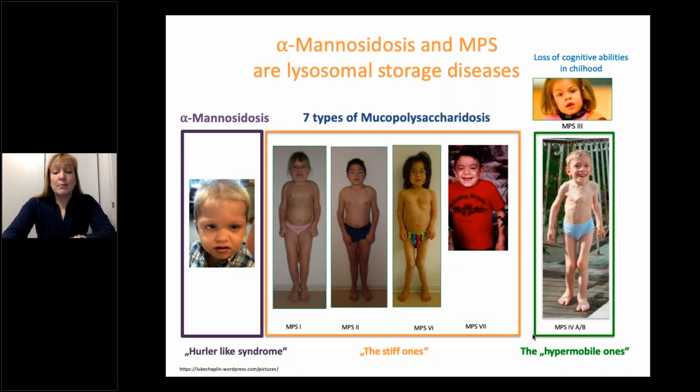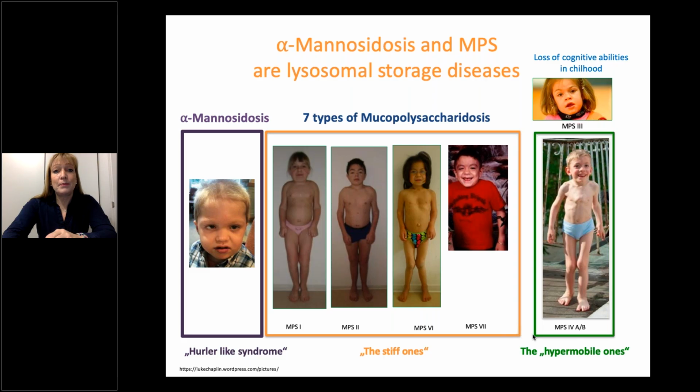To make it a little bit easier, before I tell you about the pathophysiology and how to diagnose these patients, you see a mucopolysaccharidosis patient that is also called Hurler-like syndrome. Hurler is the severe form of MPS 1. And I divided them into the stiff ones and the hypermobile ones, and also those with loss of cognitive abilities. The MPS 1, 2, 6, and 7 patients look very similar, in the green and yellow frame. I call them the stiff ones because what you see are the contractures of joints, the enlarged abdomen with the umbilical hernia, and the short neck.